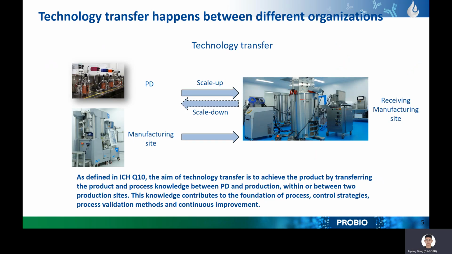As defined in ICH Q10, the aim of technology transfer is to achieve the commercial product by transferring the product and process knowledge between PD and the production within or between two sites. For example, scale up or scale down will happen between PD and manufacturer, and the production place change is also a very common situation in manufacture.